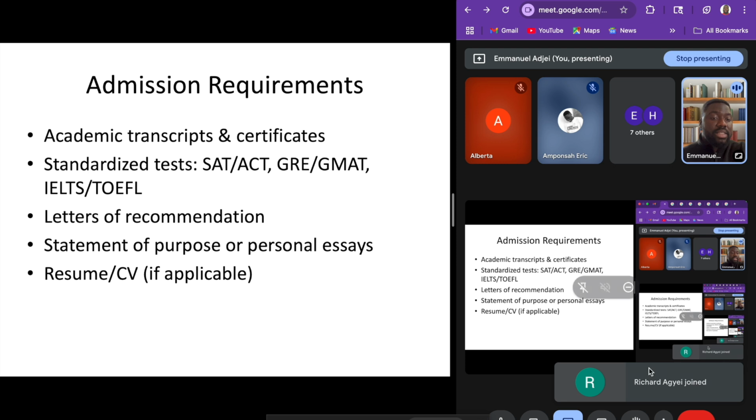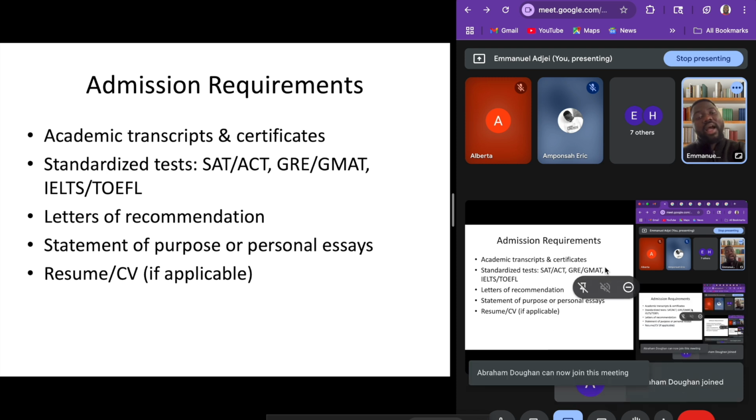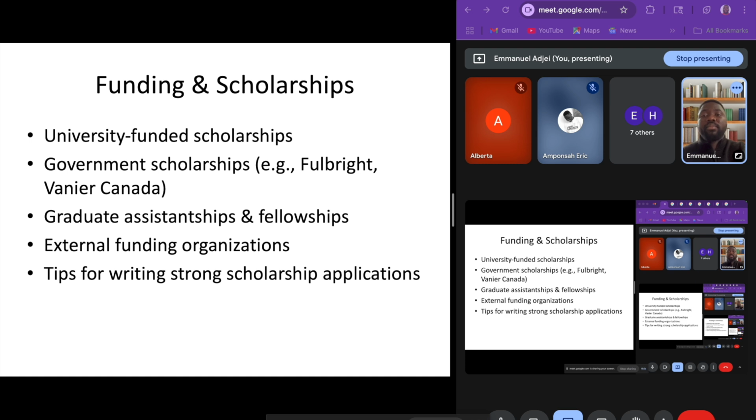Resume, same as CV, as we know in Ghana. A resume details your professional experience and your educational experience, and sometimes may require you to include some research interest, depending on whatever level you are applying to. I'm taking much time on this, but it's worth it to explain each of them.